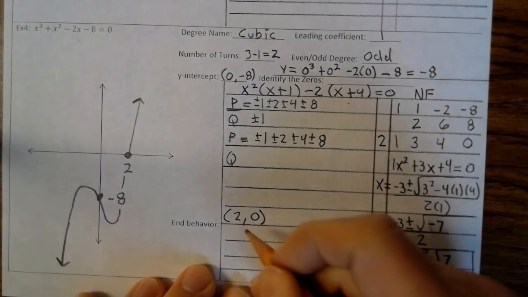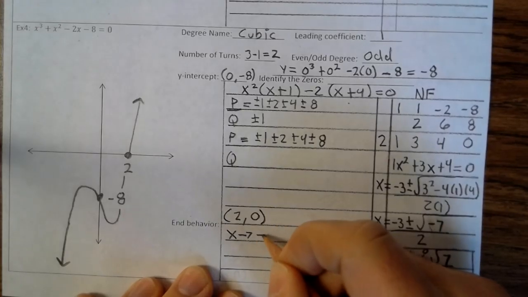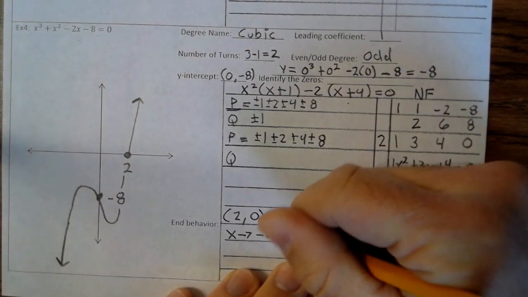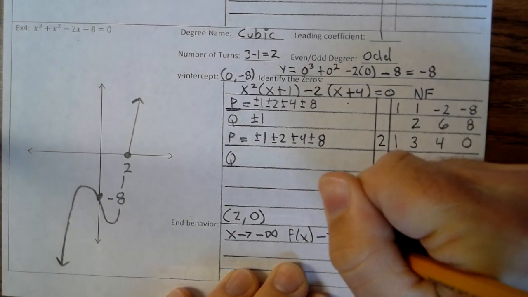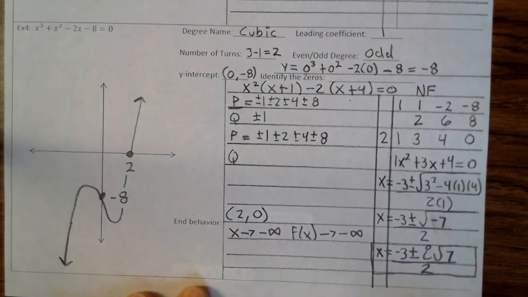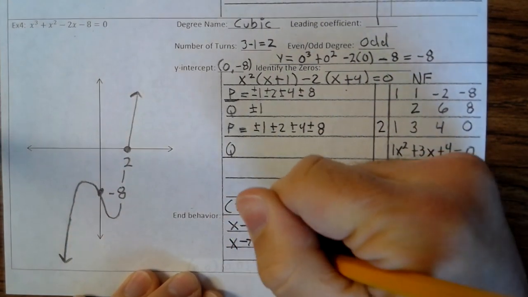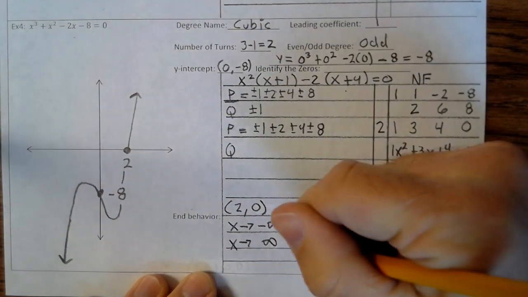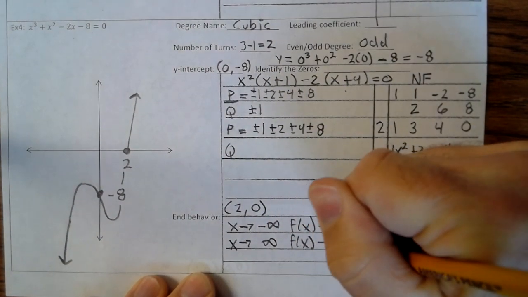So now end behavior: as x approaches negative infinity, that means going left, f of x approaches negative infinity, going down. As x approaches positive infinity, going right, f of x approaches positive infinity, meaning going up.